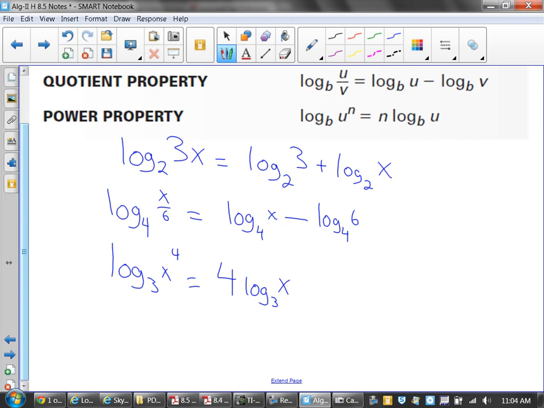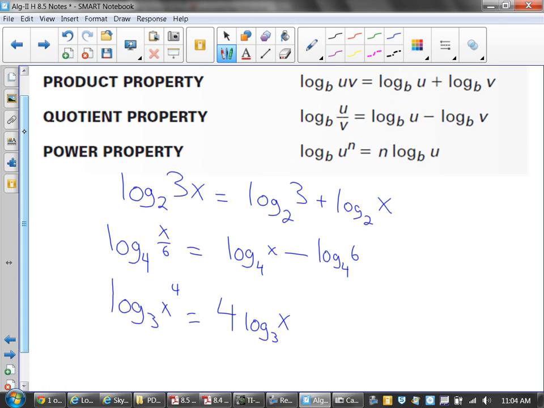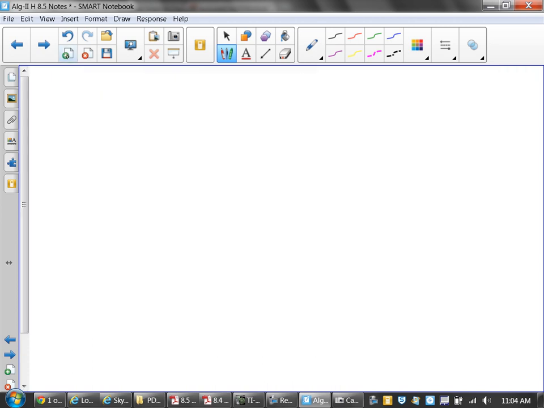Now, the reason why this works, let me show you one with the multiplication property. If I show you the product property with numbers, you'll catch up on it real quick. Let's say I have the log base 2 of 4 times 8. That splits apart to log base 2 of 4 plus log base 2 of 8. You guys agree?